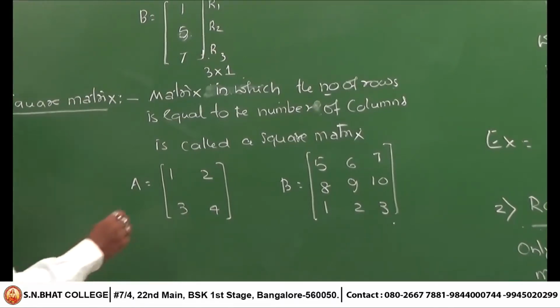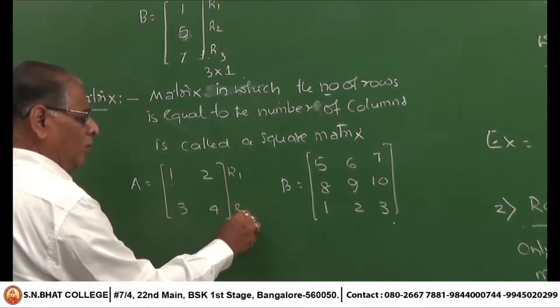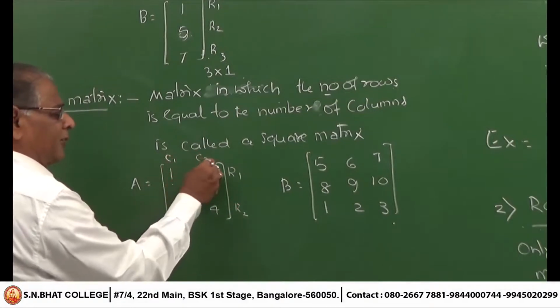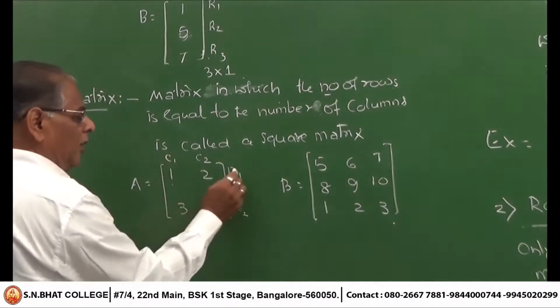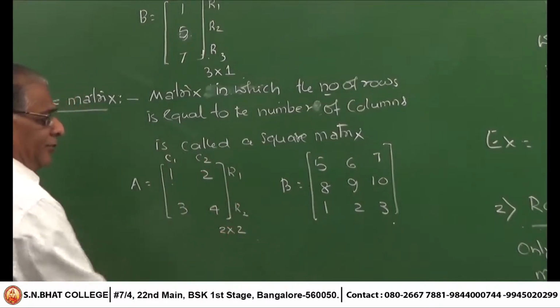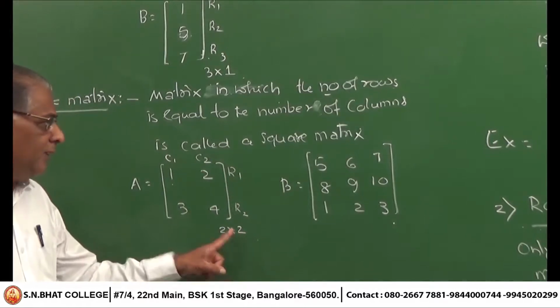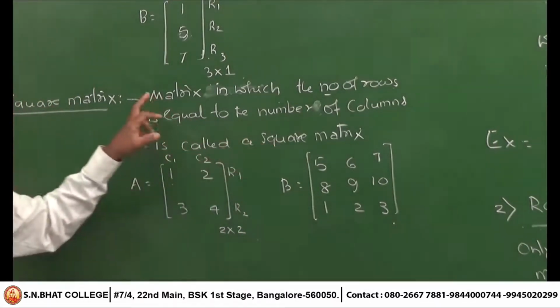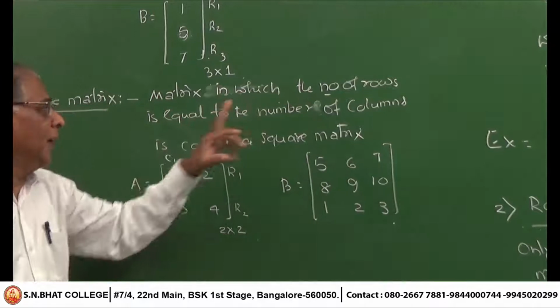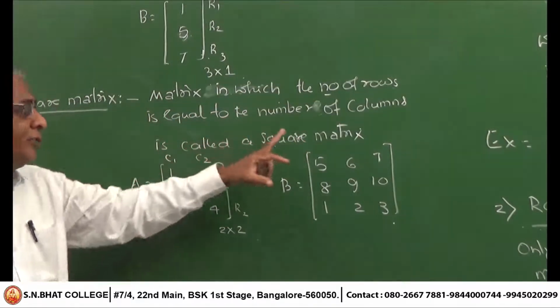In the first example, the number of rows is R1 and R2 and the number of columns are C1 and C2. Therefore, the number of rows is equal to the number of columns. Therefore, it is a square matrix. It has 2 rows and 2 columns. Therefore, it is called a square matrix. A matrix in which the number of rows is equal to the number of columns is called a square matrix.